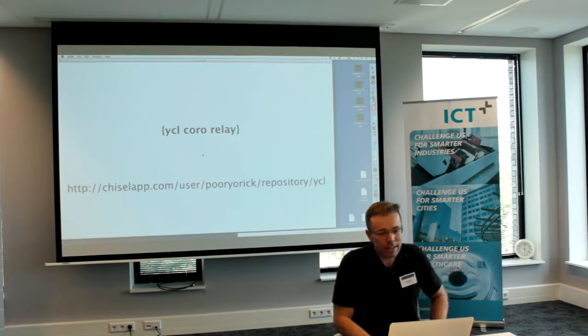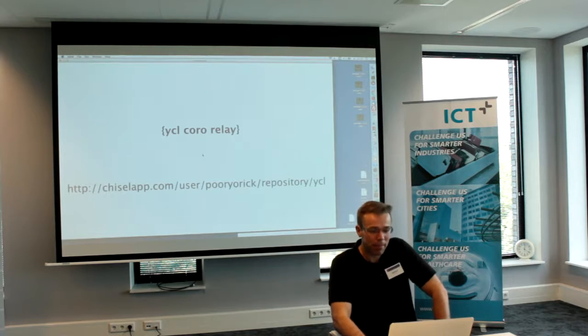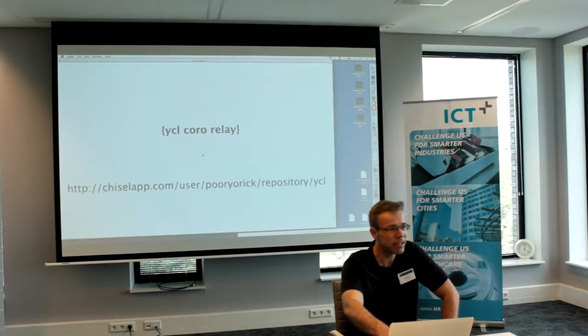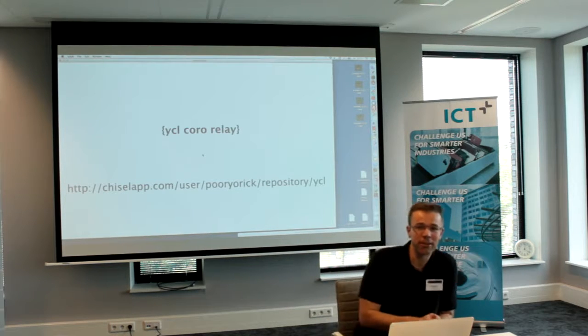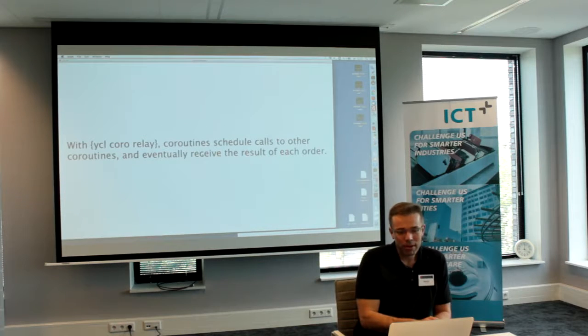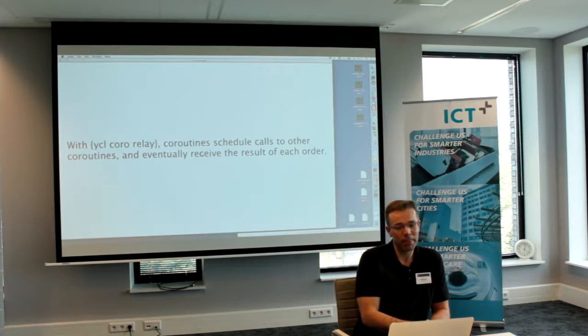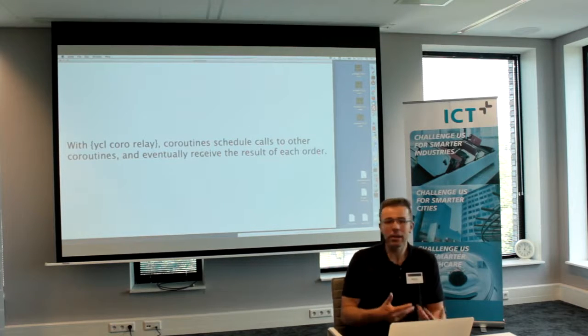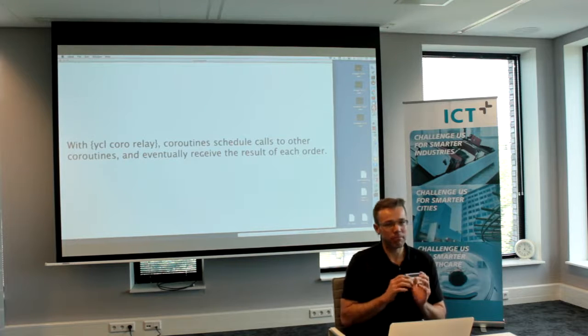All right, so YCL Coro Relay. This is the motivation for the presentation, and I'll explain why I called the presentation YCL, or Coro is the new main, in a moment. But what does this do? YCL Coro Relay: coroutines schedule calls to other coroutines, and eventually they receive the result of each of those orders. So eventually is the key word there. That means that the event loop is involved. This is essentially a strategy by which you're in a coroutine context. You want to farm work out.